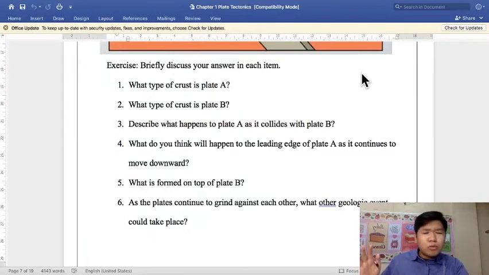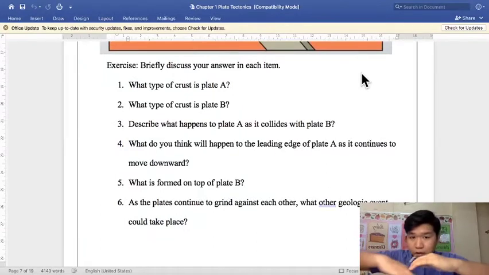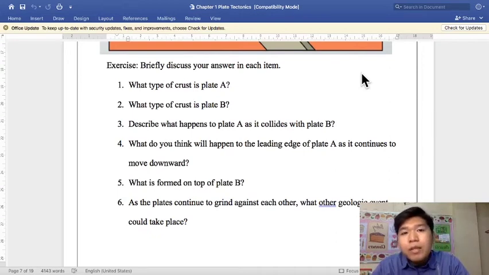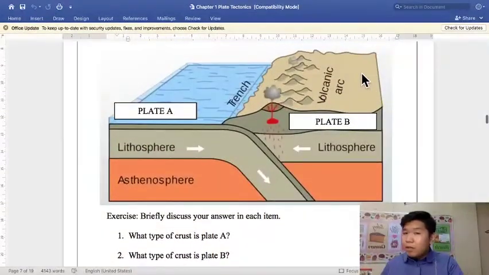As the plates continue to grind against each other because they're going towards each other, what other geologic event could take place? Now, there are a lot. Number 1, earthquakes. When tectonic plates collide, they will produce earthquakes when the faults give in. Another thing, since a volcano is being formed here, it is safe to say that volcanic eruptions will take place. And another thing too, since this is located in the ocean, if earthquakes happen in the ocean, most probably there will be tsunamis.